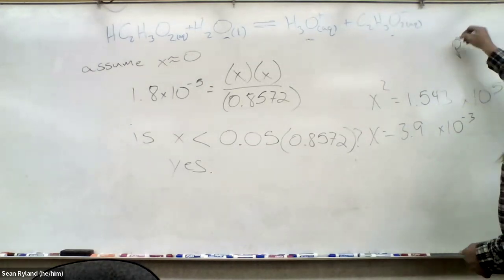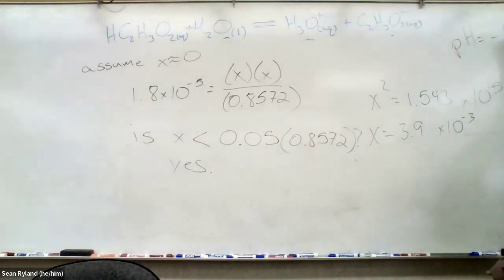So our final answer is going to be pH equals negative log of 3.9 times 10 to the minus 3. So something between 2 and 3. And how many sig figs do we keep for pH? Always the 100th place.